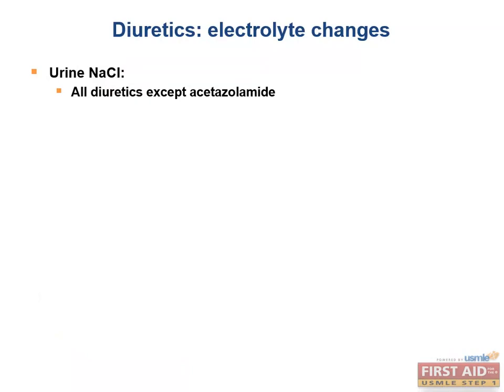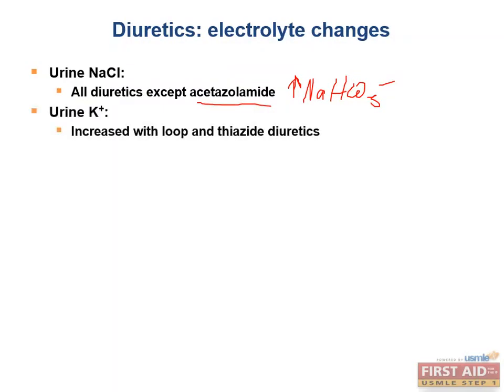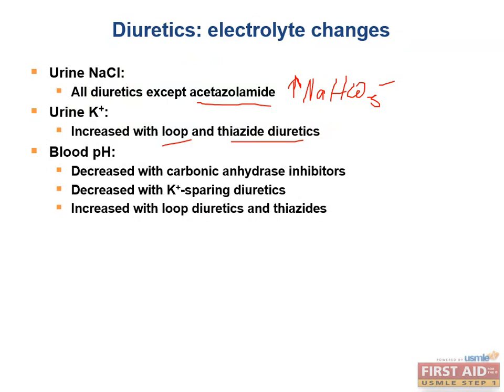Okay, let's take an overall look at the effects of diuretics on electrolytes. First, let's look at urine sodium chloride. Now, all diuretics are going to increase the excretion of sodium chloride in the urine except acetazolamide, which is a carbonic anhydrase inhibitor. And the reason it's not increasing urine sodium chloride is because it's increasing urine sodium bicarbonate excretion. Urine potassium is going to be increased with loop diuretics and thiazide diuretics, and obviously it's not going to be increased with potassium-sparing diuretics. Blood pH is decreased with carbonic anhydrase inhibitors. Now, why is that? Because they're increasing the excretion of bicarbonate. And because bicarbonate is a base, that's going to make the blood more acidic.